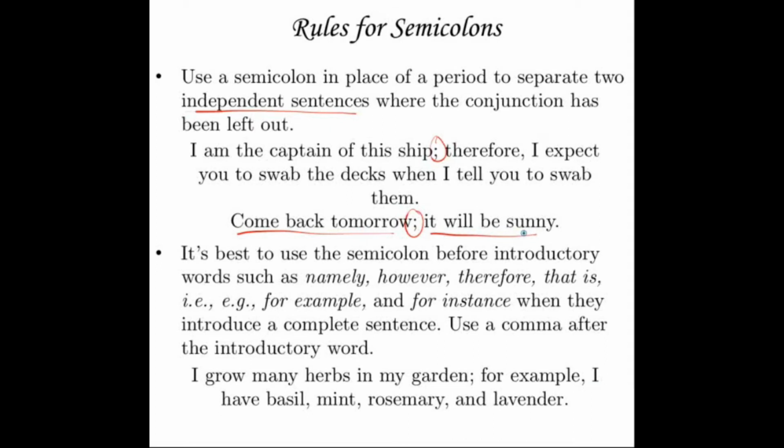Next, it's best to use the semicolon before introductory words, such as namely, however, therefore, that is, i.e., e.g., for example, and for instance, when they introduce a complete sentence. Use a comma after the introductory word. Let's look at an example here. I grow many herbs in my garden; for example, I have basil, mint, rosemary, and lavender. So in this case, we have a complete sentence after the semicolon, so we need that semicolon there. For example, I have all of these herbs.